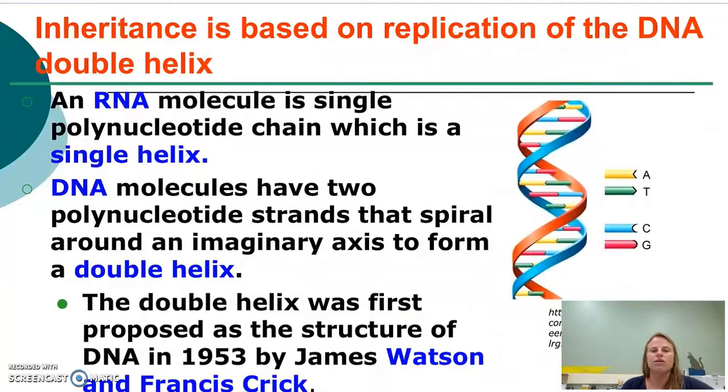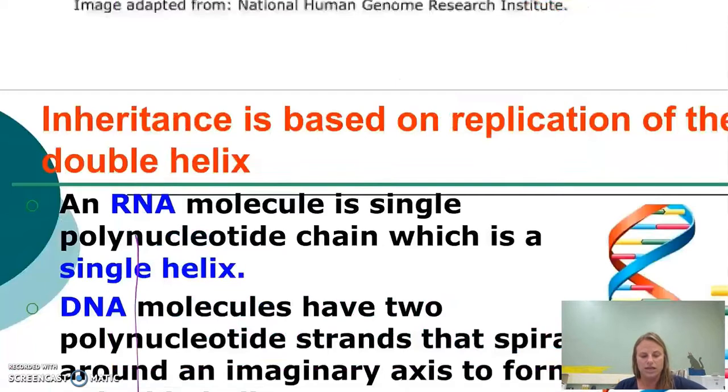Now, DNA and RNA have some differences. RNA is a single helix, whereas DNA is a double helix. And this was first discovered by Watson and Crick. Here's a nice video that discusses the structure of DNA and RNA.